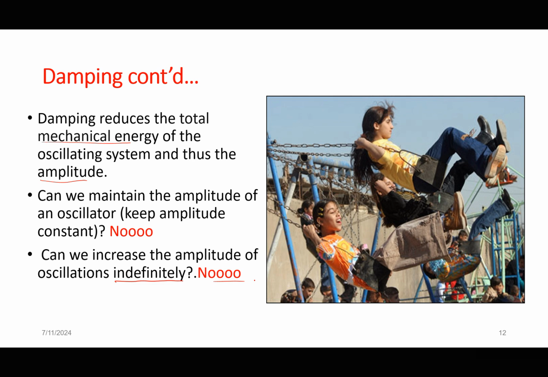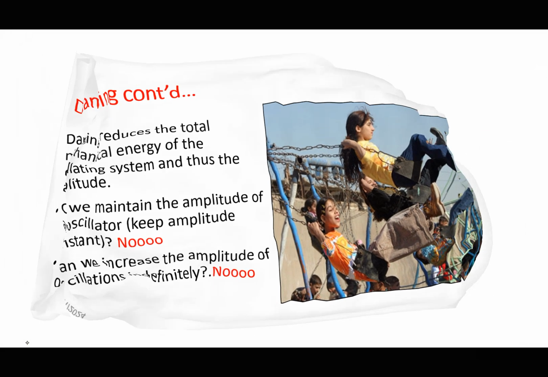So we have talked about free oscillations: no loss or gain in energy, amplitude is constant. We have talked about damped oscillations: there is a decrease in amplitude because of dissipative forces which are using up the energy. And lastly, I want us to talk about forced oscillations. So let's talk about forced oscillations. What do we mean by forced oscillations?